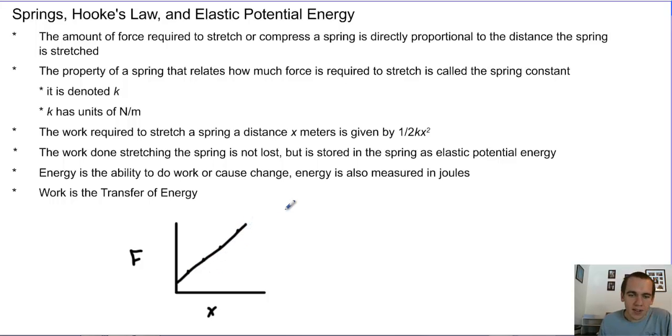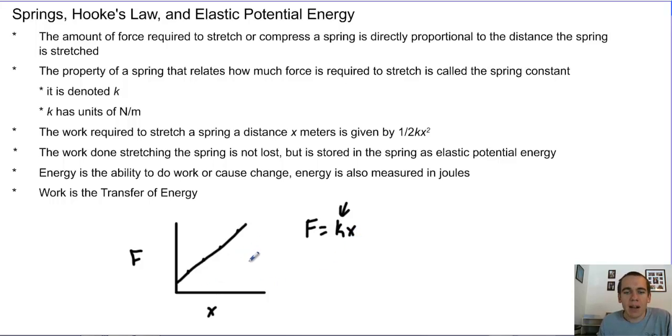The slope of this line relates F and x. So F is equal to kx, and this did go right through the origin, so there was no y-intercept. k is the spring constant. It tells us how much force is required to stretch the spring a given distance.